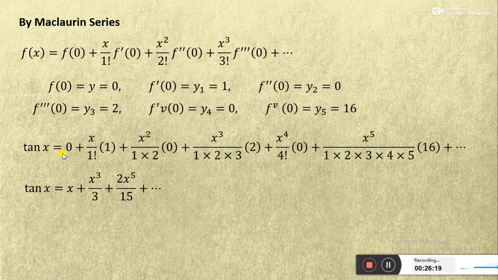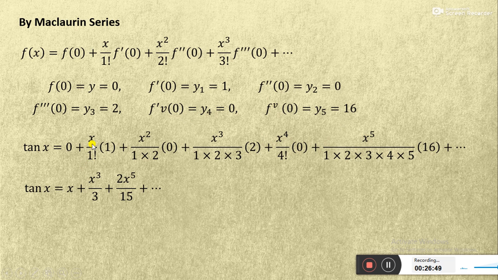So tan x equal to, f of x is tan x equal to f of 0 value is 0, plus x by 1 factorial, f dash of 0 value is 1, plus x square by 2 factorial into f double dash of 0 value is 0, plus x cube by 3 factorial into f triple dash of 0 value is 2, plus x power 4 by 4 factorial into f fourth dash of 0 is 0, plus x power 5 by 5 factorial into f fifth dash of 0 value is 16.